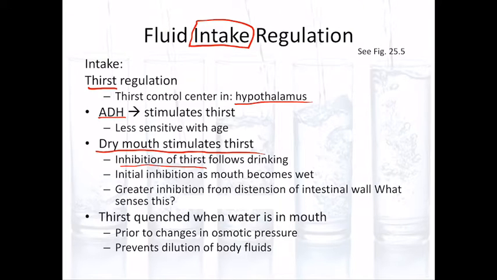Greater inhibition occurs when we actually distend our intestinal walls. We have stretch receptors in the walls of our intestines sensing this, and the more stretched out they are, the less thirsty we are. The interesting thing here is that as soon as water gets in the mouth, our thirst is quenched, and this prevents too much fluid intake. It causes us to not be thirsty before we actually get the water into the blood. Figure 25.5 in your book shows a little more on that.